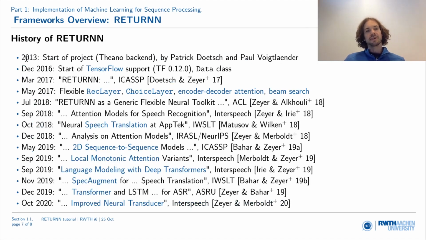The history of Return already started in 2013 with a Theano backend by Patrick Doetsch and his student Paul Voigtlaender. In 2016 we got first TensorFlow support, and here we already introduced the data class, which will be very important. We will come to that. Then first paper, and in 2017 we got the building blocks for encoder-decoder attention models, including beam search, and these are very important. We will explain them. And then following from there, lots of people started to use it in our group, and we got a lot of further models all implemented based on this framework.